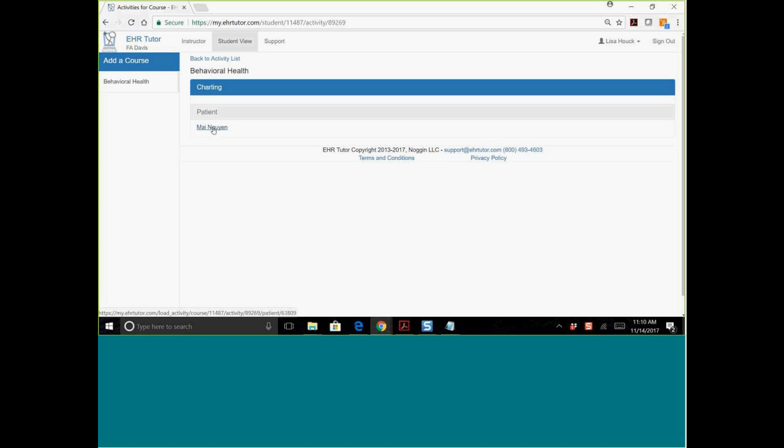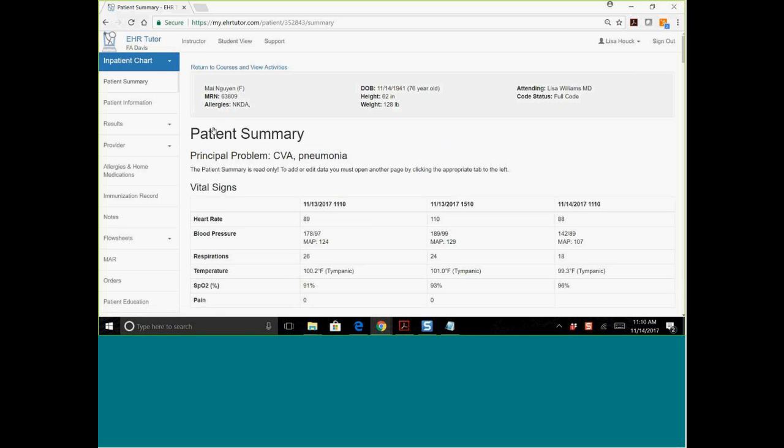So I'm going to open May Wynn's chart. May Wynn is one of the F.A. Davis patients. There actually is a Wynn family in the system so that you can take care of the whole family over the semester if you desire to do that.